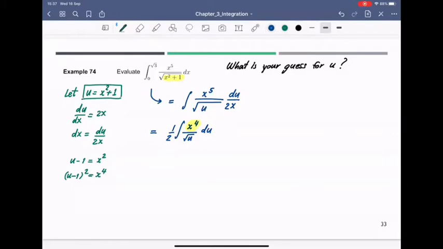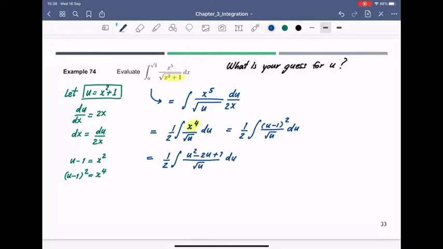So let's try it. This is going to be 1/2 integrate. I'm going to replace my x to the fourth power with (u minus 1) squared over square root u. This is easy to integrate. After that I expand (u minus 1) squared, so I'm going to get (u squared minus 2u plus 1) over square root u, du.